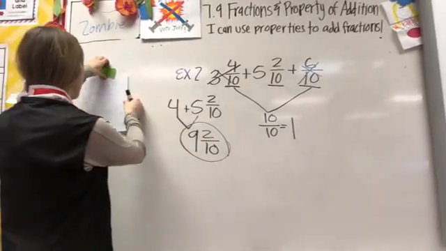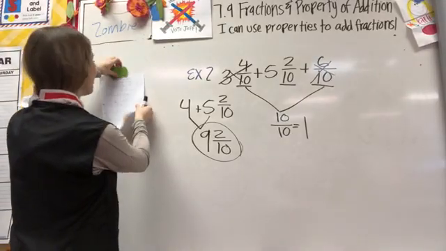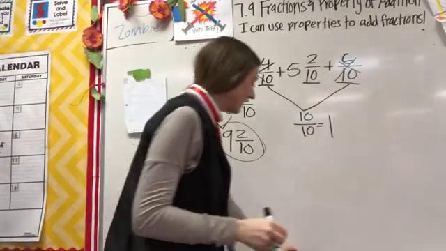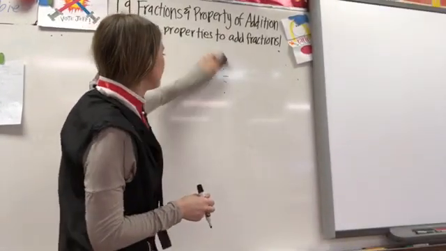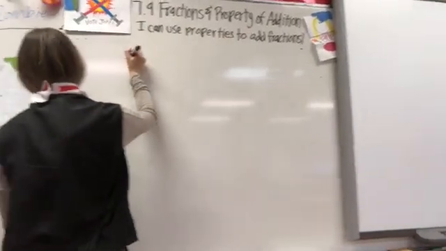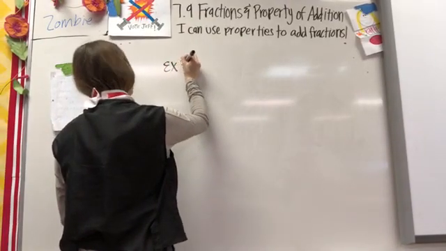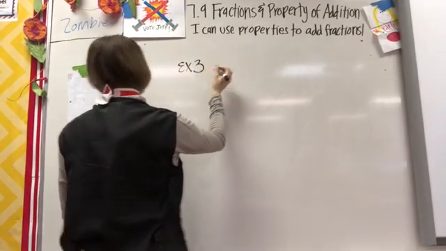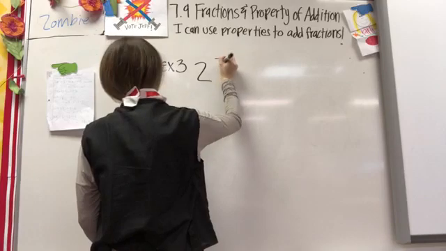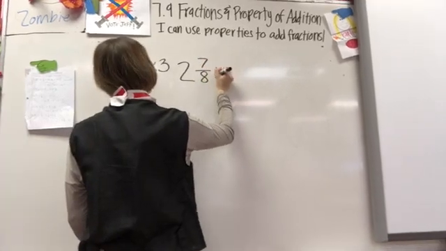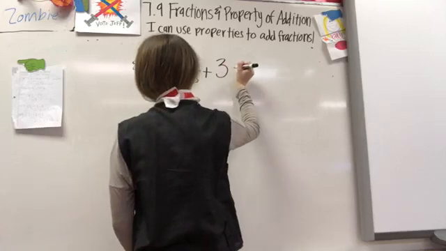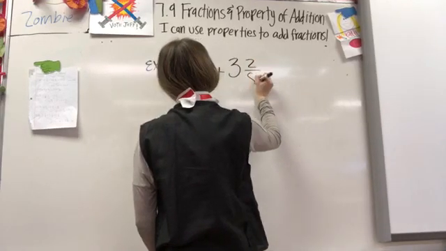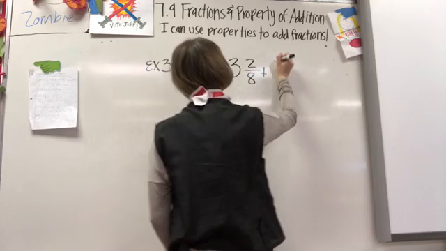Awesome. Okay, let's do one more, and then we'll do our pause problems. Hopefully you're picking up what I am putting down. All right, example number 3. All right, we have 2 7/8 plus 3 2/8 plus 1 1/8.